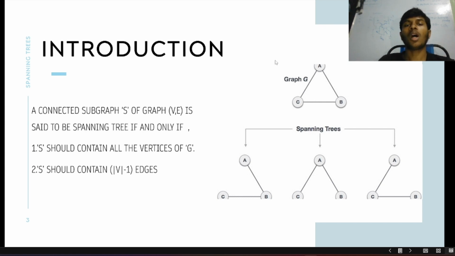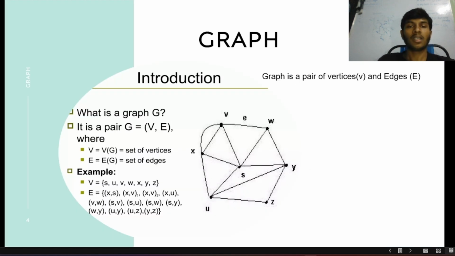Let's see what is the meaning of this graph. Here the graph is a pair of vertices and edges, as simple as that. It is a pair of vertices and edges. Here this is a graph, where V is a set of vertices and E is a set of edges.